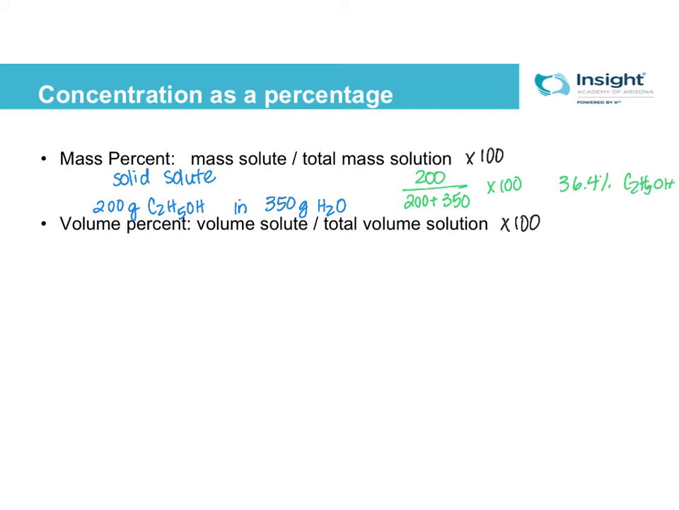You use masses. A volume percent, if you have a liquid solute, then you might use a volume percent. Right? Because if you've got 10 milliliters of a solute that you're dissolving into 100 milliliters of water, then you can figure out your volume percent.